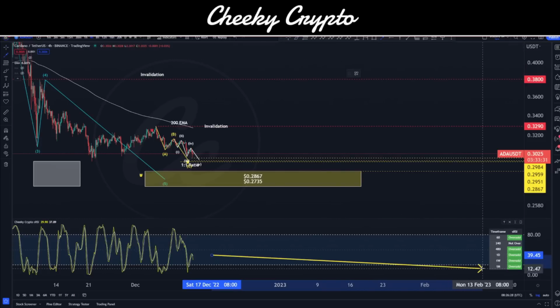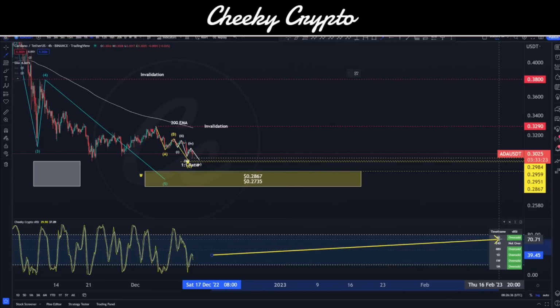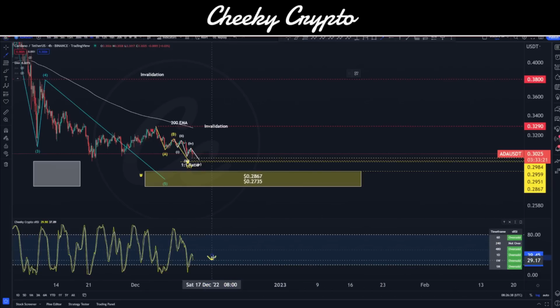for the price action of Cardano ADA. Now, over here, you can see that we're oversold on the monthly, oversold on the weekly, oversold on the daily, oversold on the 8-hour, not oversold here on this 4-hour chart, but we are oversold on the 1-hour chart. So looking at it progressively, we're in pretty good positions on these timeframes.